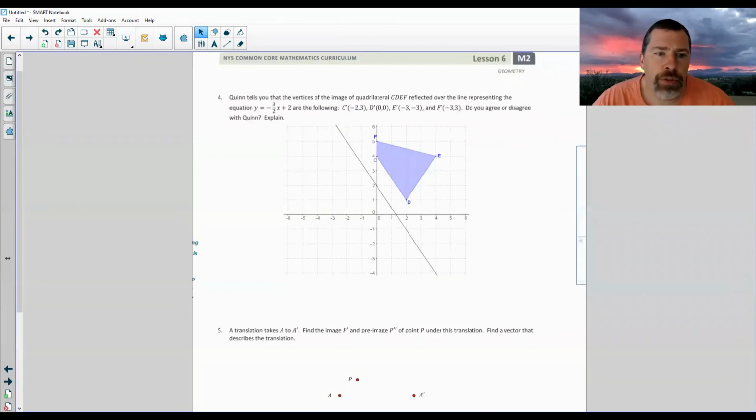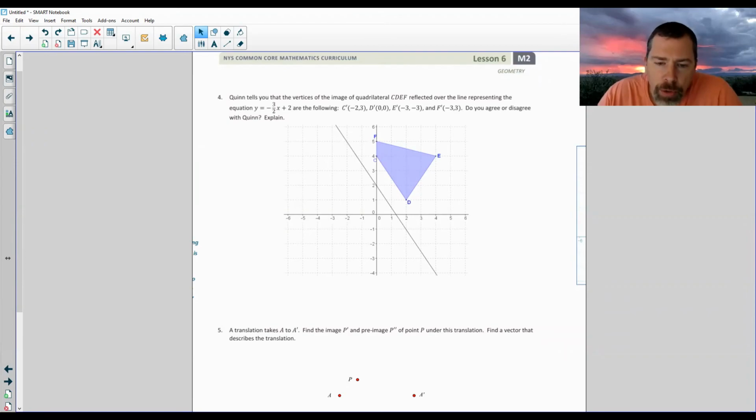Page 3 brings us to exercise 4. Quinn tells you that the vertices of the image of quadrilateral CDEF below, reflected over the line representing the equation y equals -3/2 x plus 2, are the following: C prime (-2, 3), D prime (0, 0), E prime (-3, 3), and F prime (-3, 0). Do you agree or disagree with Quinn? Explain.